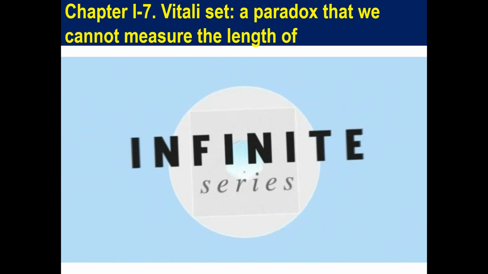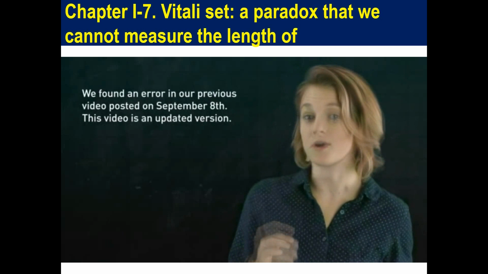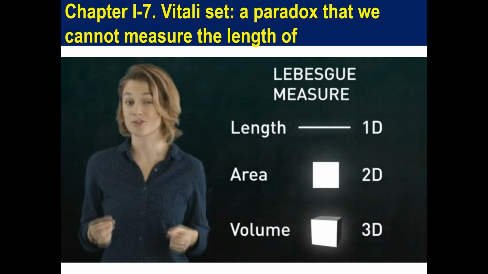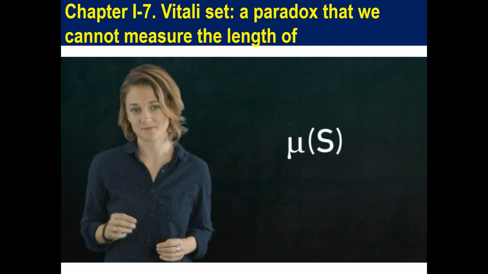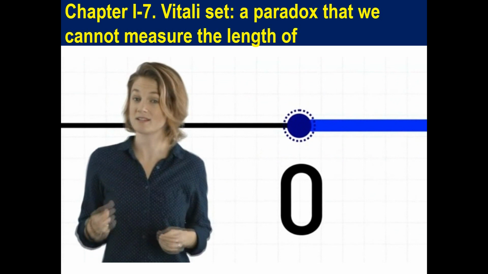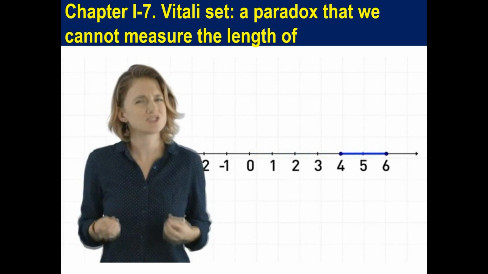Let's start with sets that do have a well-defined notion of size. Technically, in mathematics, we call size the Lebesgue measure. It formalizes the notion of length in one dimension, area in two dimensions, and volume in three dimensions. We'll use this notation to mean the size of a set S. Pretty much everything about the Lebesgue measure feels intuitive. The size of this line segment that extends from 0 to 3 is 3, and the size of this single point is 0. If we know this set has size 2, and we slide it over, it should still have size 2. That property is called translation invariance.